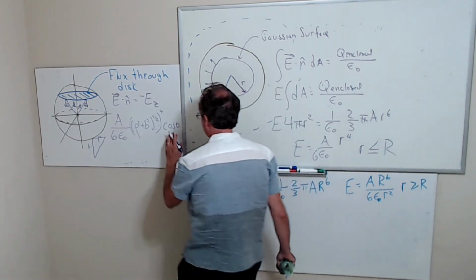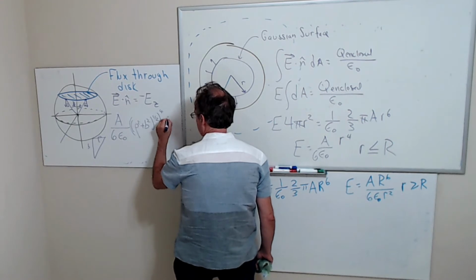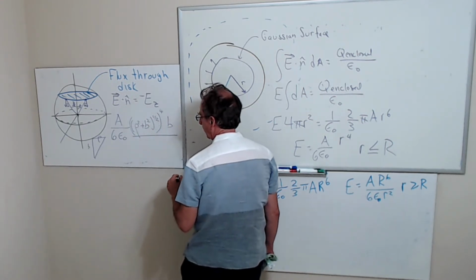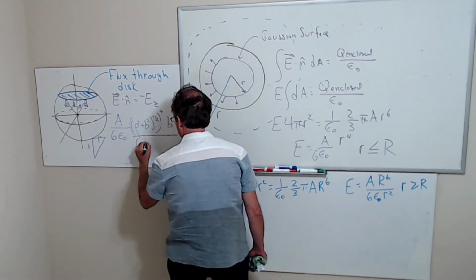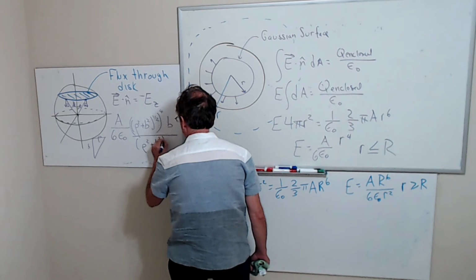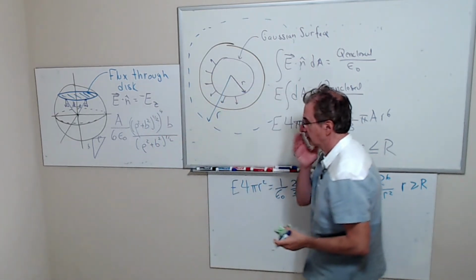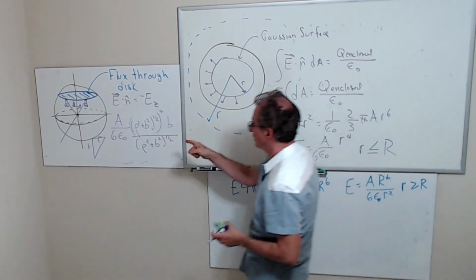Now, what's cosine theta? It's going to be b over rho squared plus b squared to the 1/2. So that's E sub z.